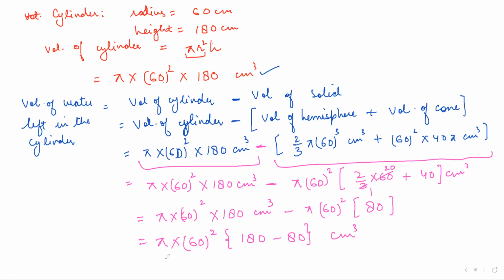Okay, I was getting 180, I should get 100 now. So pi, now you can put 3.14 into 3600 into 100, clear? Centimeter cube. Now you want to make it a meter square. So you write 3.14 meter cube into 3600 into 100 and then divided by one more 100. Now the answer will be meter cube.